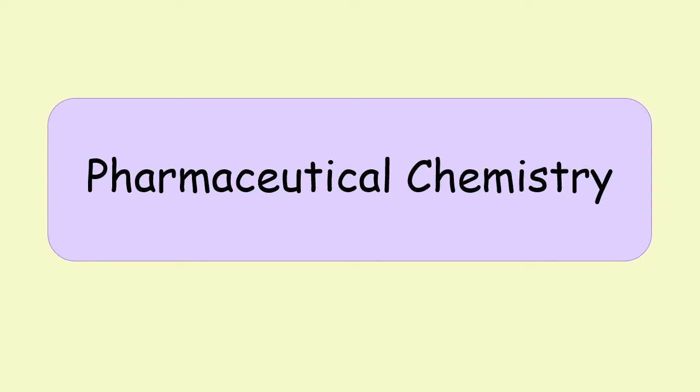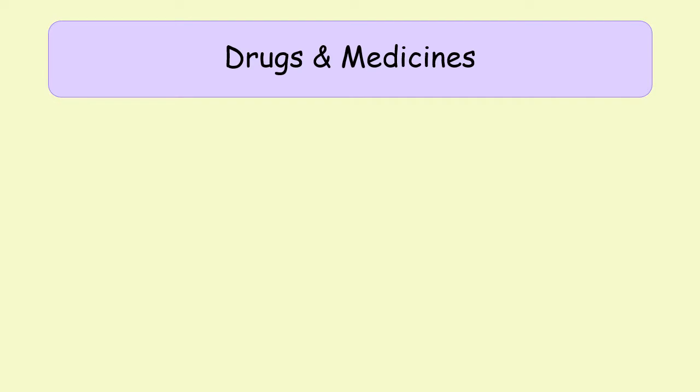So this is Advanced Higher Chemistry, and this video is on Pharmaceutical Chemistry, which is a very small unit within Unit 2, but one that is always asked about in some form or another. Now, in Pharmaceutical Chemistry, what we're talking about are chemicals that are considered drugs and/or medicines. So we need to know the distinguishing features between what is a drug and what is a medicine.